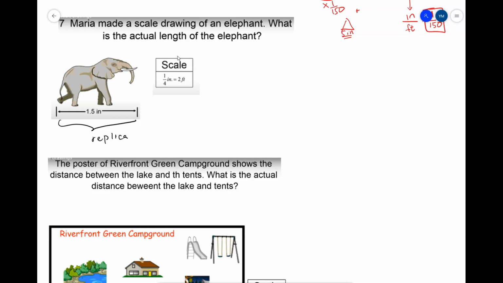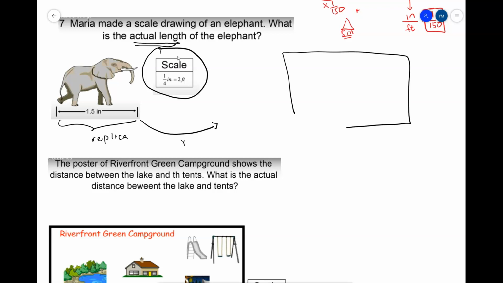So imagine she's maybe a biologist, a zoologist, or maybe an artist, and she's making an exact replica of an elephant. So she wants to take that and she wants to find the actual length. She wants to find what the actual size of the elephant would be that she based this off of. Now, your key is the scale.